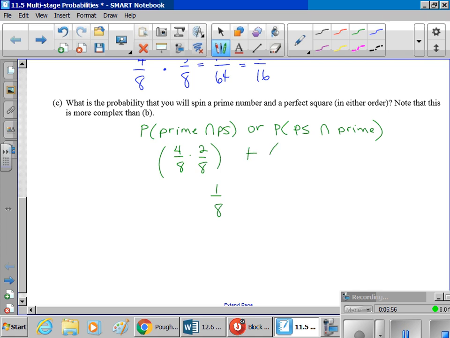Or means a plus sign. So plus the same thing. Now the probability of the perfect square doesn't really change here. It's 2 out of 8 times the prime, 4 out of 8. So this also is going to be 8 over 64, which is 1/8. The or means you add them, so you get 2 over 8 or 1/4. Sorry for the delay there.